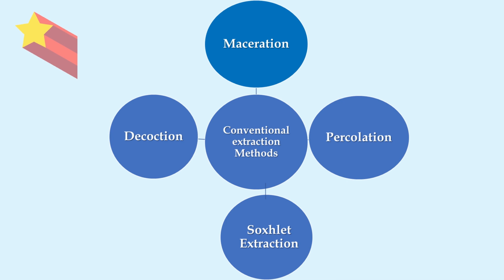The next one is the decoction method. In this process, the crude drug is boiled in a specified volume of water for a defined time. It is then cooled and strained or filtered. And this procedure is suitable for extracting water soluble and heat stable components.